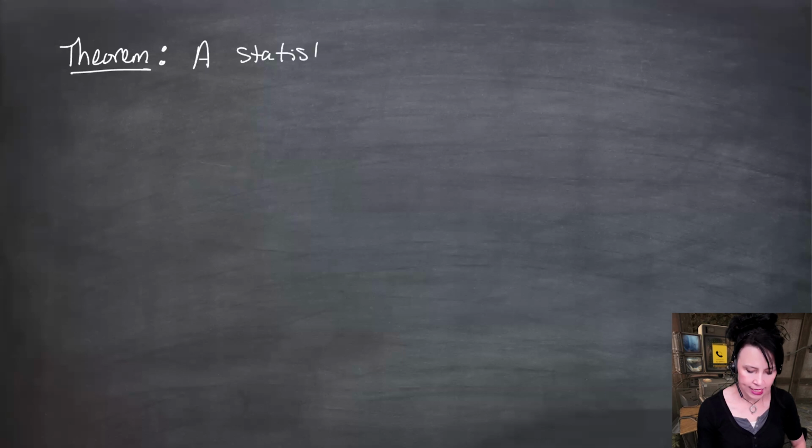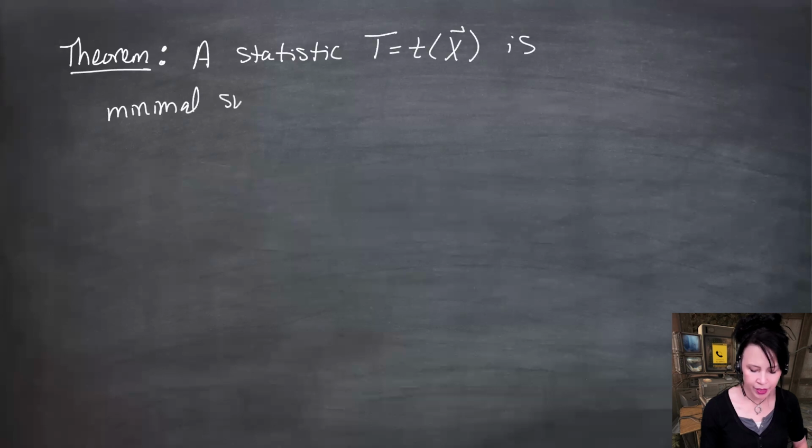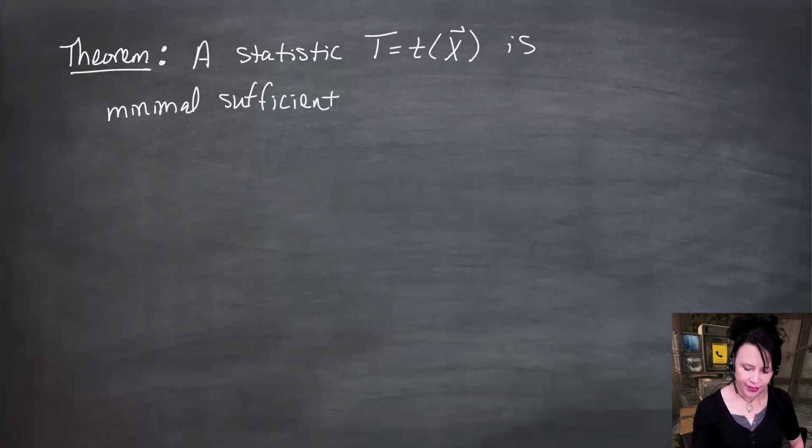A statistic, I'll call it T, could call it S, is minimal sufficient. I don't know why I keep saying minimally. The term is minimal sufficient for the model if this following if and only if thing holds.